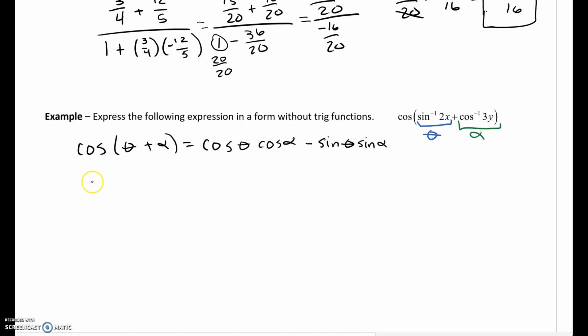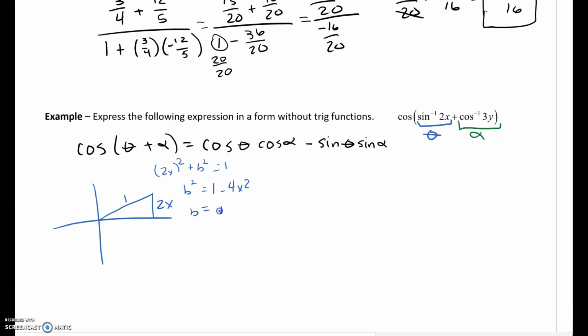Inverse cosine, or sorry, inverse sine of 2x is going to be opposite over hypotenuse. So if we do the Pythagorean theorem, 2x squared plus b squared equals 1. B squared equals 1 minus 4x squared. So b equals the square root of 1 minus 4x squared.